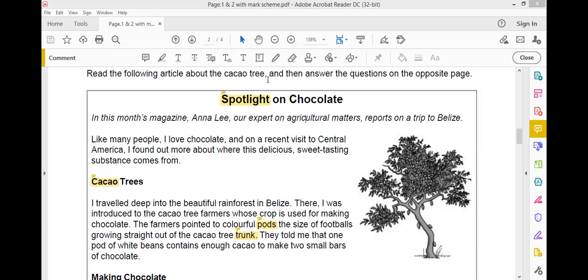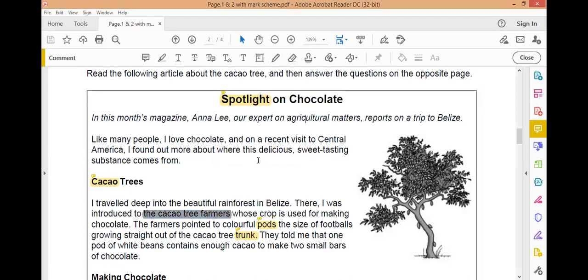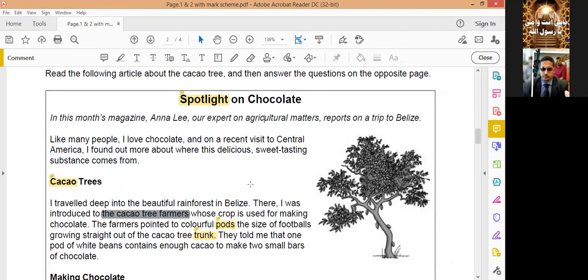Okay, the question here. Have you found the answer to the first one? Maybe the tree farmers. Yes, the cacao tree farmers. So this would be the answer to the first question. We'll write it now? No, wait, after we finish all, I will show you the answer key, okay?